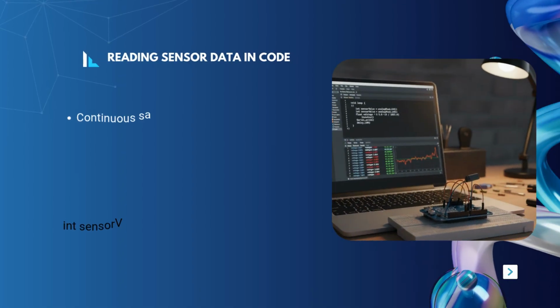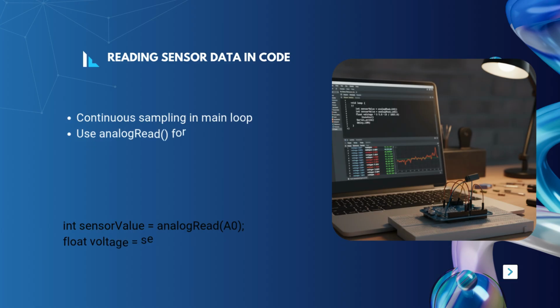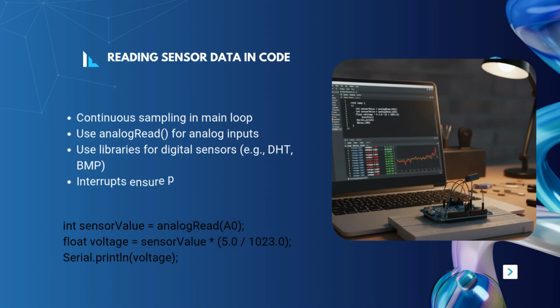Now let's look at how real-time data is captured in code. In most embedded platforms, such as Arduino, ESP32, or Raspberry Pi, reading sensor data involves continuously sampling values inside the main loop. For analog sensors, we use functions like analogRead. For example, int sensorValue = analogRead(A0); float voltage = sensorValue * (5.0 / 1023.0); Serial.println(voltage); Here, the ADC reads the voltage from the sensor, converts it into a numerical value, and prints it out in real time to the serial monitor.